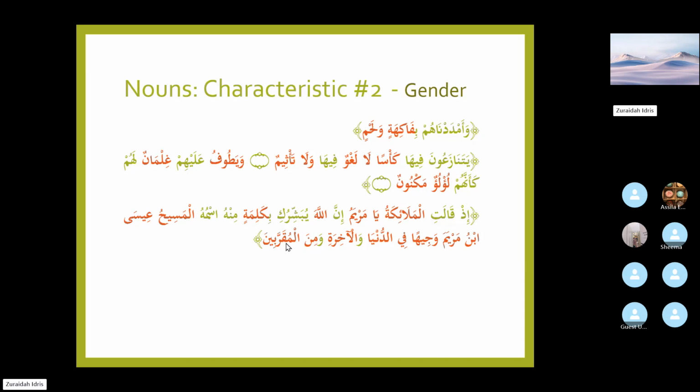And al-muqarrabin. It's an isim. There is alif lam, so it is ma'rifah. And it ends with a tanwin, so it is masculine. Okay. Tanwin has nothing to do with whether it's masculine or feminine. Tanwin is a sign that it is an isim. But we've already covered that.